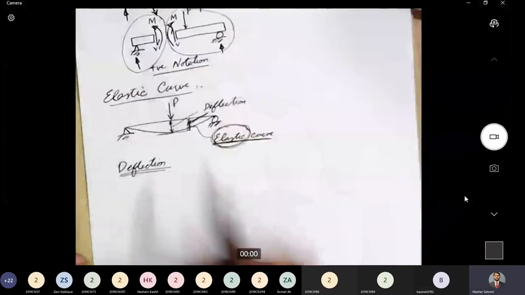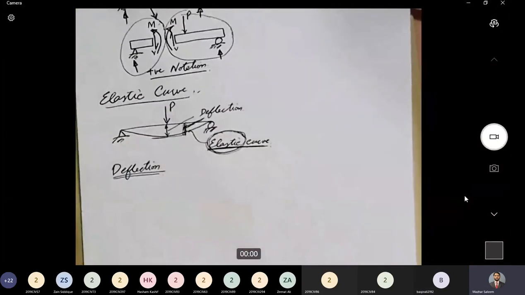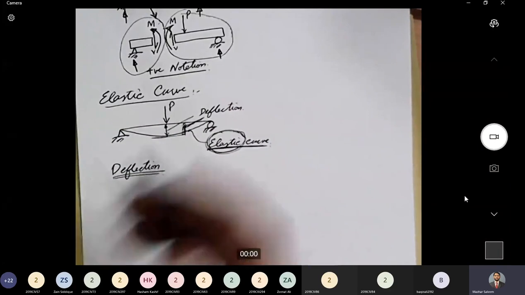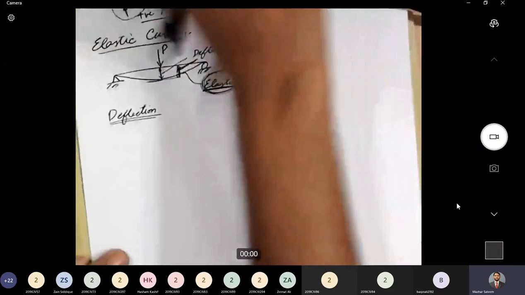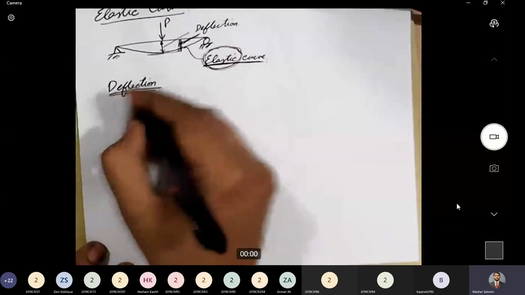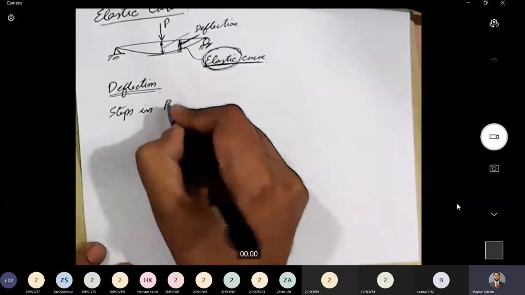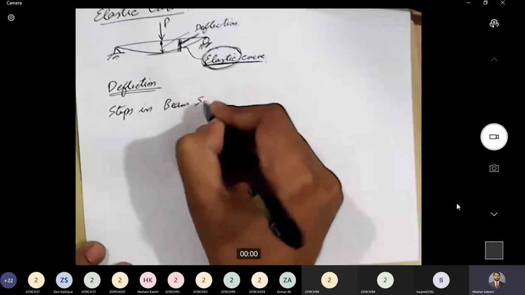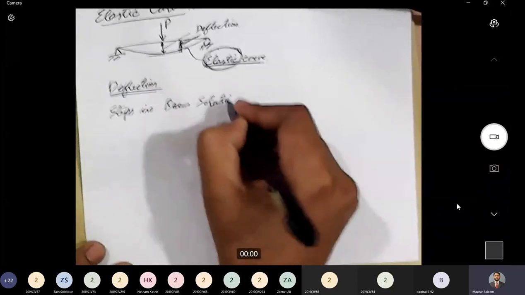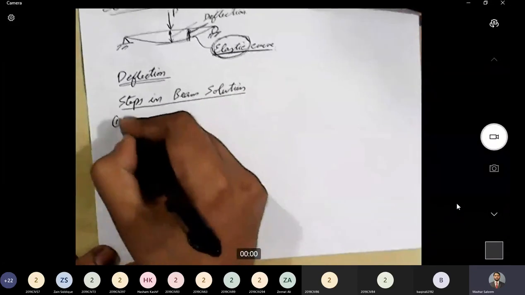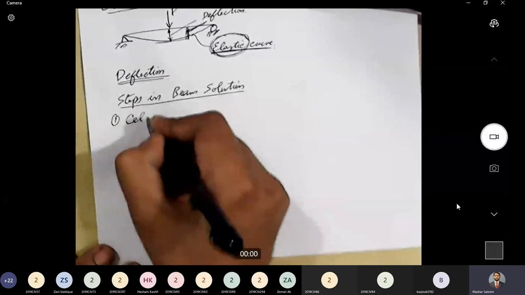So with these basic definitions, now let's see the steps in beam solution. We will be solving beams throughout this semester. Steps in beam solution. Okay, step number 1, calculate reactions.